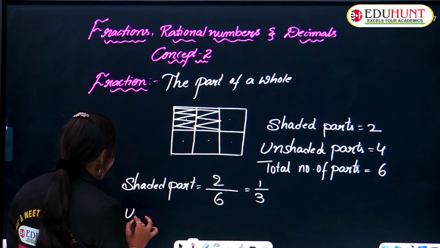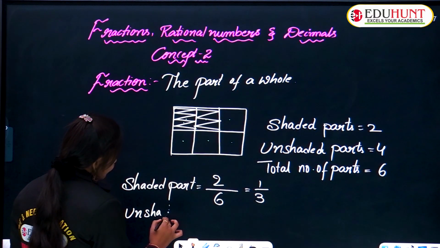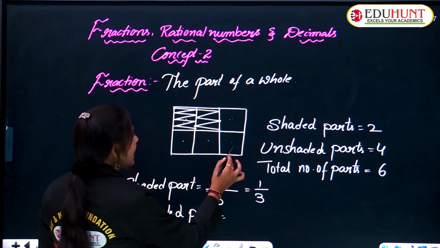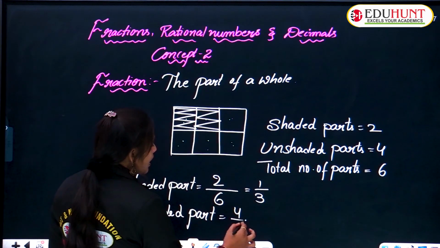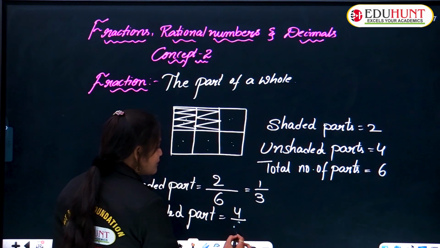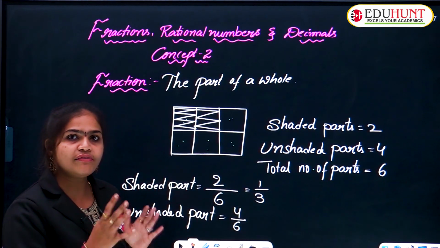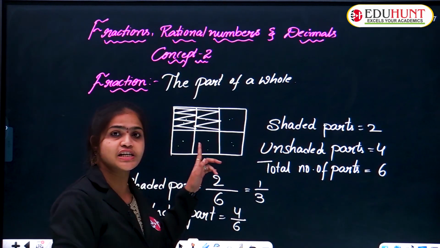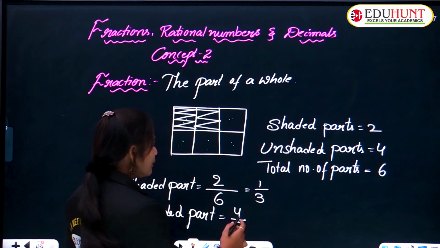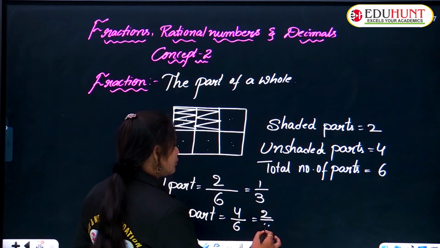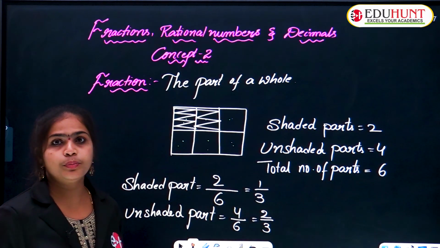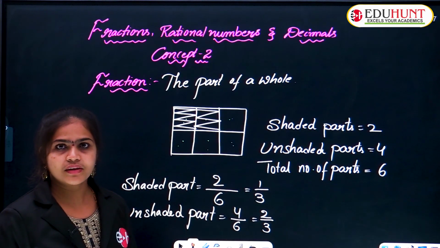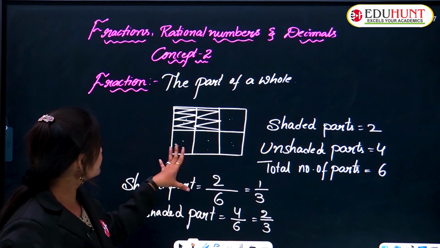Now the fraction for the unshaded part. How many unshaded parts are there? 4, out of 6 parts. Out of 6 parts only 2 parts are shaded, and 4 parts are unshaded. After cancellation, 2 twos are 4, 2 threes are 6, so 2 by 3rd part of the given bar is unshaded. So in this way we can use fractions.